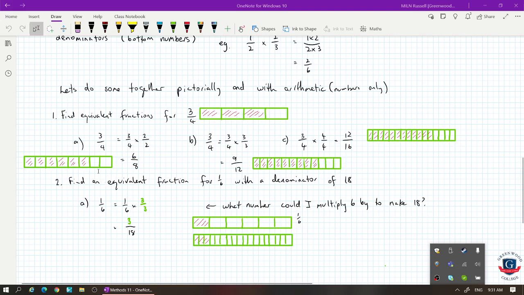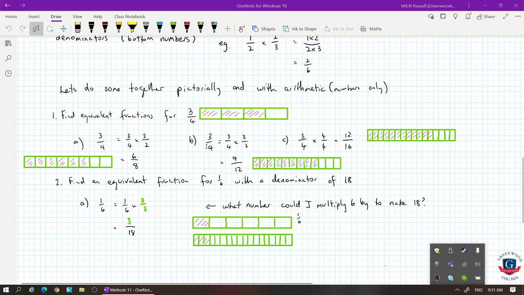Now I could go further than that, and I could split each of these parts into 3 parts. So if you can imagine, that there is this part here, and I've split it into 3 bits. And that would give us 12 parts, let's count it, 1, 2, 3, 4, 5, 6, 7, 8, 9, 10, 11, 12. And of those, 9 are shaded.